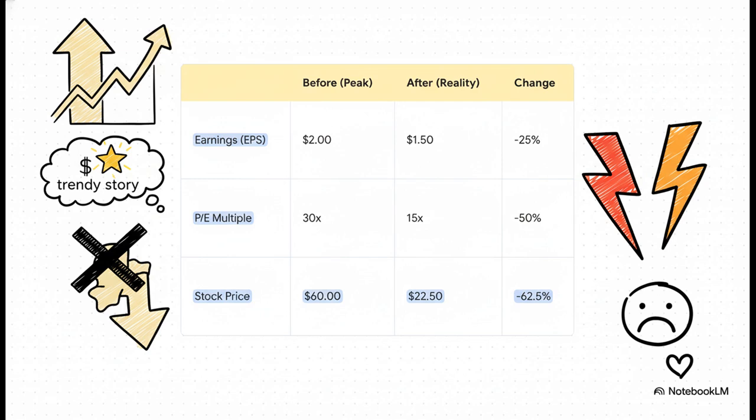But here comes the second punch, and this is the one that's the real killer. Investor sentiment. That euphoria, it completely collapses. The hot stock story is over. So the market just hacks the PE multiple in half, from that crazy 30 down to a much more normal 15. You got hit once on the earnings, and then a second brutal time on the valuation.